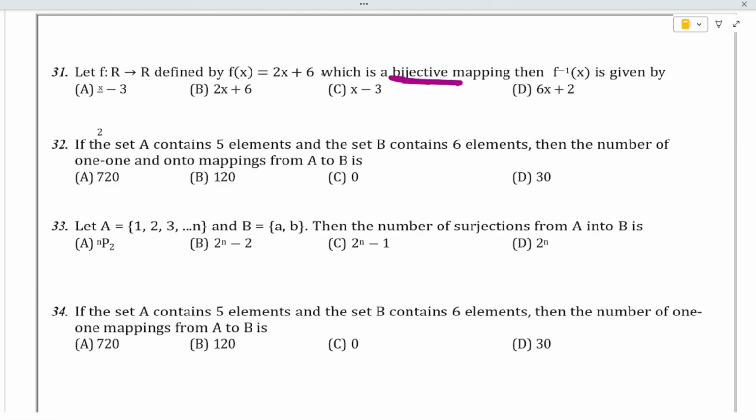Okay, bijective mapping. I have uploaded the video of this chapter fully for understanding of bijective, reflexive, symmetric and all. You can watch that video also. Then f inverse of x is given by what? They have given 2x plus 6. Now if you take x minus 6, it will be divided by 2, right? That will be 2 ones and 2 threes, that means x minus 3. The answer is option A.